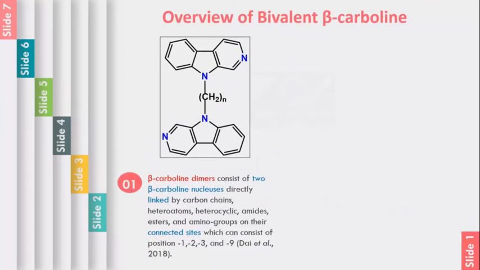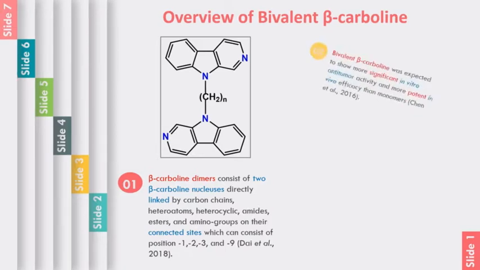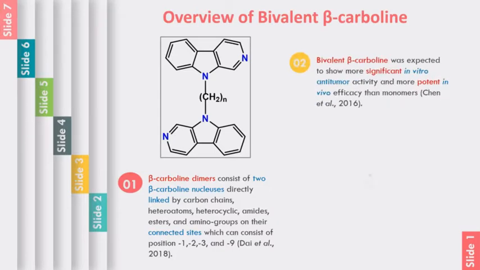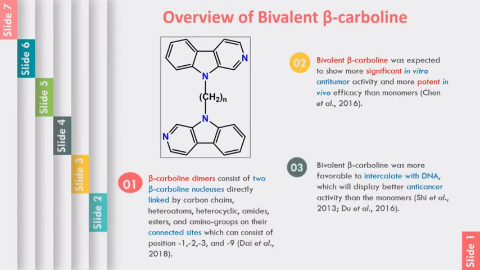Overview of bivalent beta-carboline. Beta-carboline dimers consist of 2 beta-carboline nuclei directly linked by carbon chains, heteroatoms or heterocyclics on their connected sites, which can consist of position 1, position 2, 3 or 9. Past literature reported that bivalent beta-carboline was expected to show more significant in vitro anti-tumor activity and more potent in vivo efficacy than the monomers. Furthermore, bivalent beta-carboline was more favorable to intercalate with DNA, which will display better anti-cancer activity than the monomers.